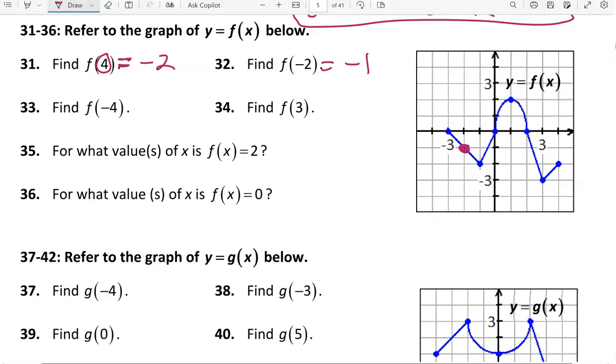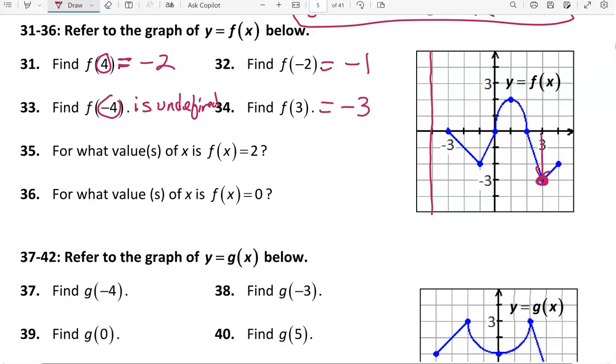Now let's work with number 33. We're finding f of negative 4. So now the x value is negative 4. And what you'll notice over here on the graph is there's no point where x is negative 4. So that will be undefined. It hasn't been defined by the graph. Lastly, f of 3, when x is 3, the y value is negative 3.